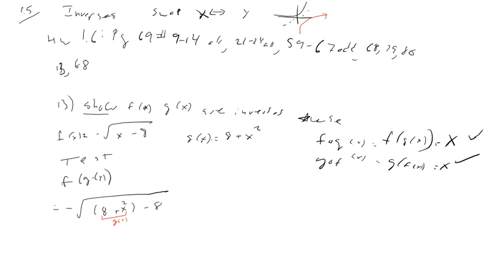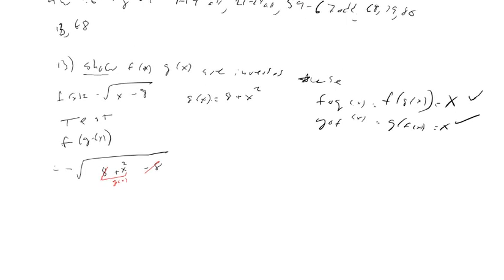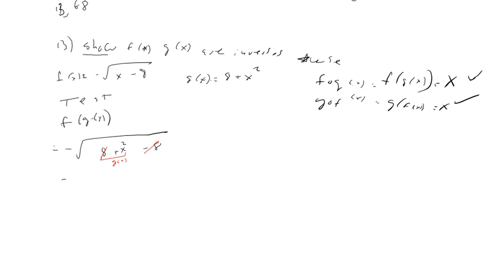Okay. So the way to do this, we're going to cancel some things out. First step, we see that these parentheses are unnecessary. We're not distributing anything. We don't need those parentheses. And therefore, this 8 and minus 8 cancel out. So this is negative square root of x squared.